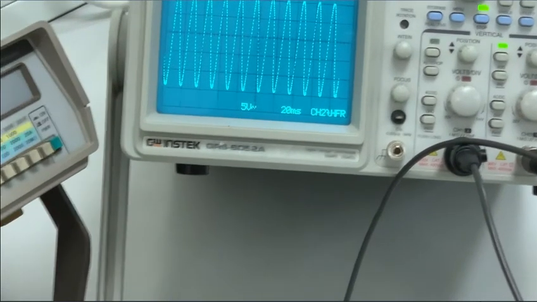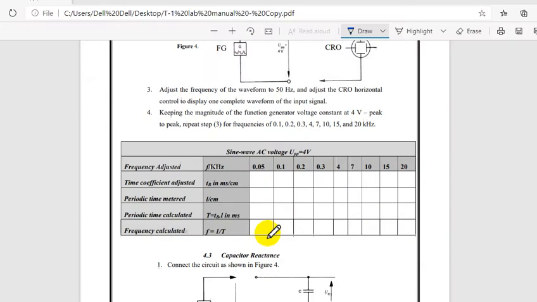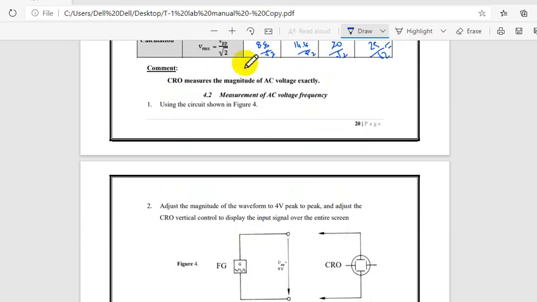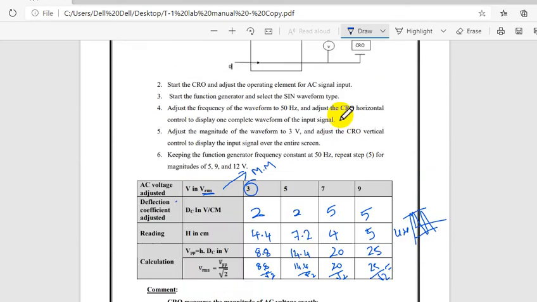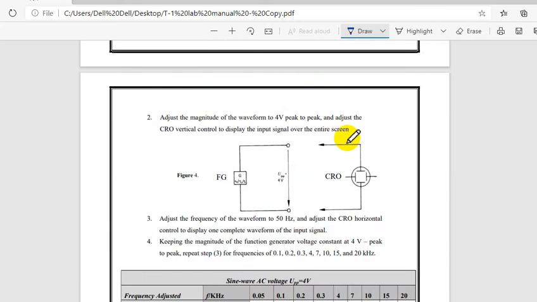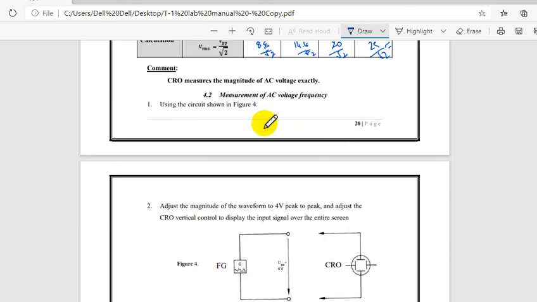The number of boxes, you can tabulate the values. So this is our second part. Here what we are doing is we are measuring the AC voltage frequency. In the first parameter we were measuring the AC voltage magnitude, from peak to peak. Now in this part we are going to measure the voltage frequency.